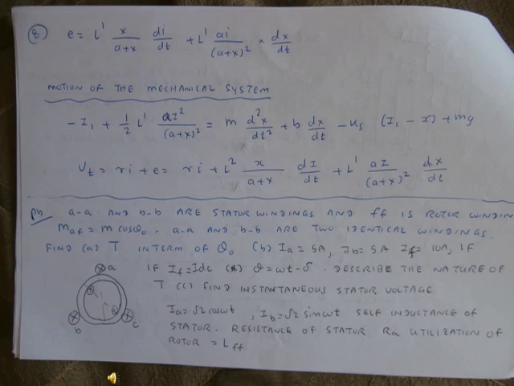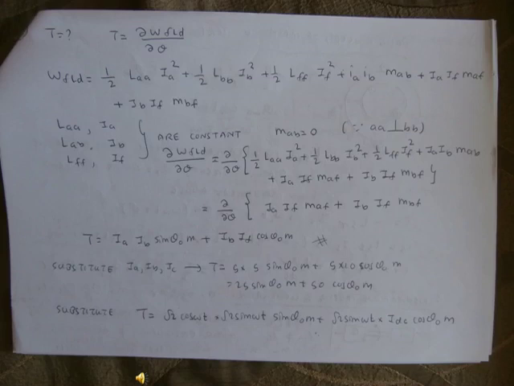Firstly, we write down the torque equation. This is the rate of change of the energy with theta. So T equals del W_fld by del theta. In this case, W_fld is the free energy. The free energy equation is half L_AA I_A square plus half L_BB I_B square plus half L_FF I_F square plus I_A I_B M_AB plus I_A I_F M_AF plus I_B I_F M_BF.